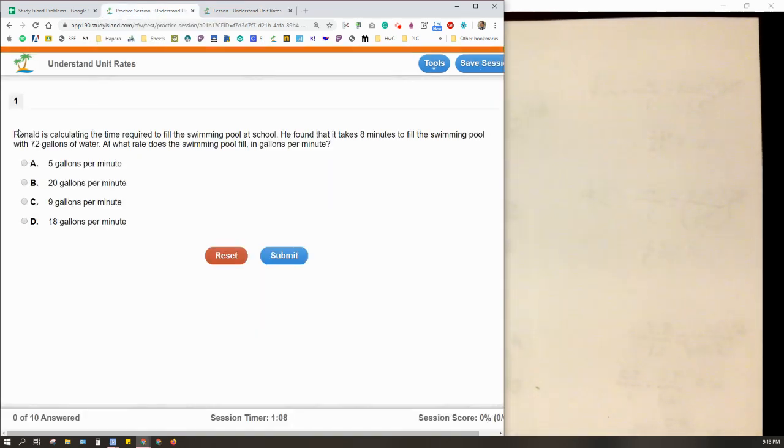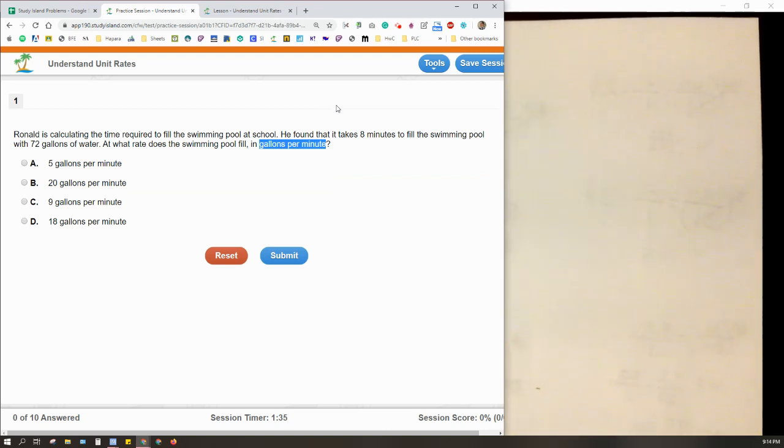Here are some examples. Number one, Ronald is calculating the time required to fill the swimming pool at school. He found that it takes 8 minutes to fill the swimming pool with 72 gallons of water. At what rate does the swimming pool fill in gallons per minute? Now I'm going to highlight that. Gallons per minute. We're talking about unit rate problems.